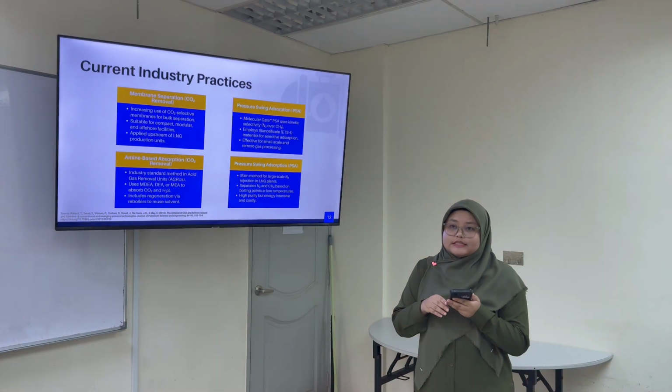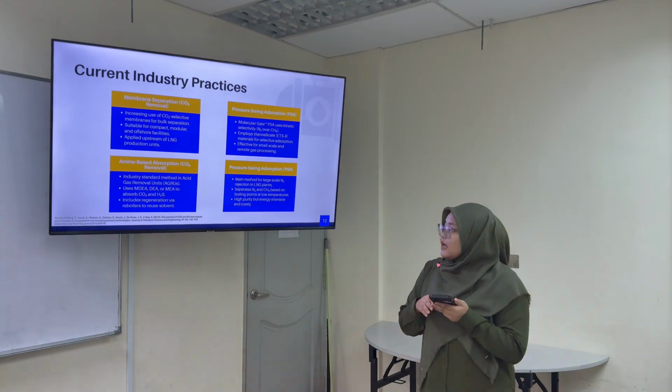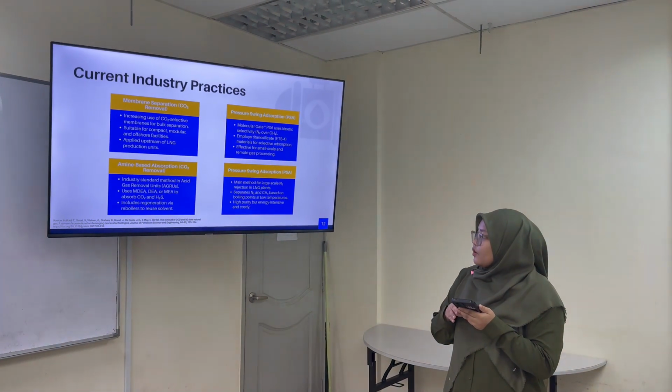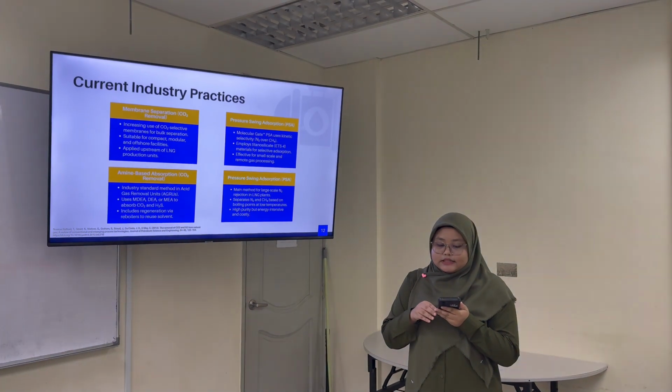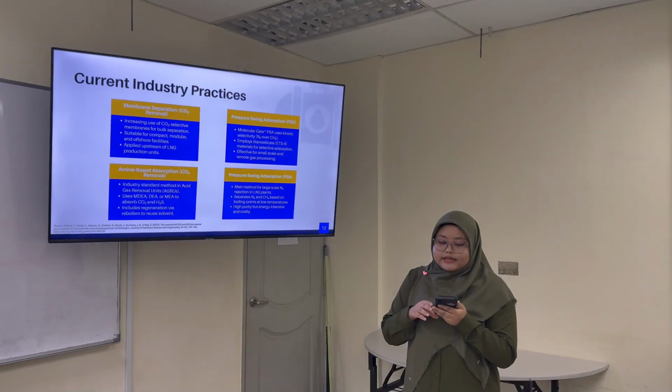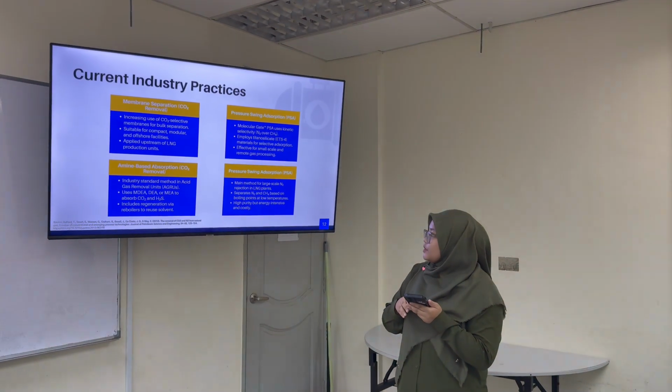Next, for the amine-based absorption. Amine-based absorption is the industry standard for CO2 and H2S removal. Chemicals like DEA or MEA are used to absorb the acid gases in a tall contact column, then release them in a regeneration unit so the solvent can be reused.